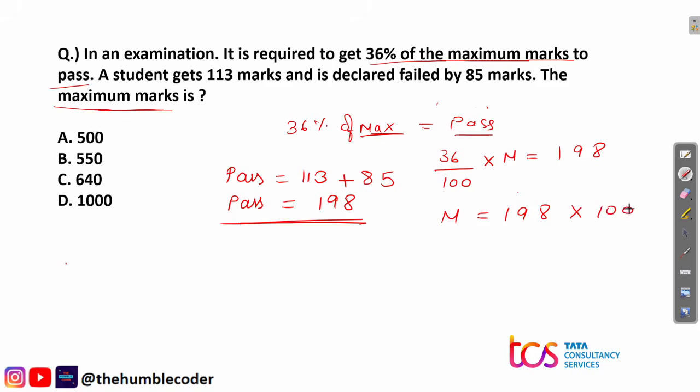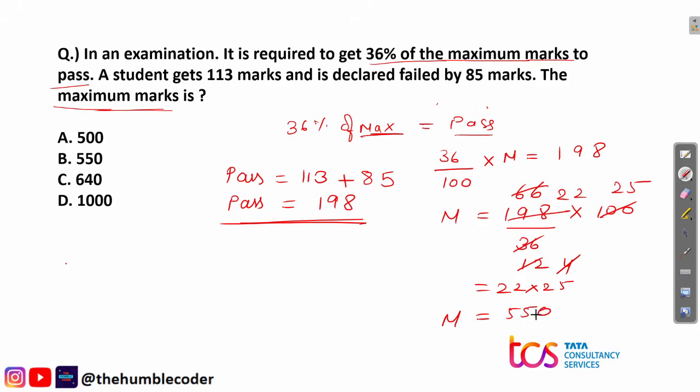198 into 100 divided by 36. So let's divide this by 3. 3 ones are 3, 3 twos are 6, 3 sixes are 18, and again 6 sixes are 18. Now again we can divide it by 3, that is 3 fours are 12, 3 twos are 6. So now 4 can be divided into 100, which gives 25. So now we have 22 into 25. So the value for M will be 22 into 25, which is 550.